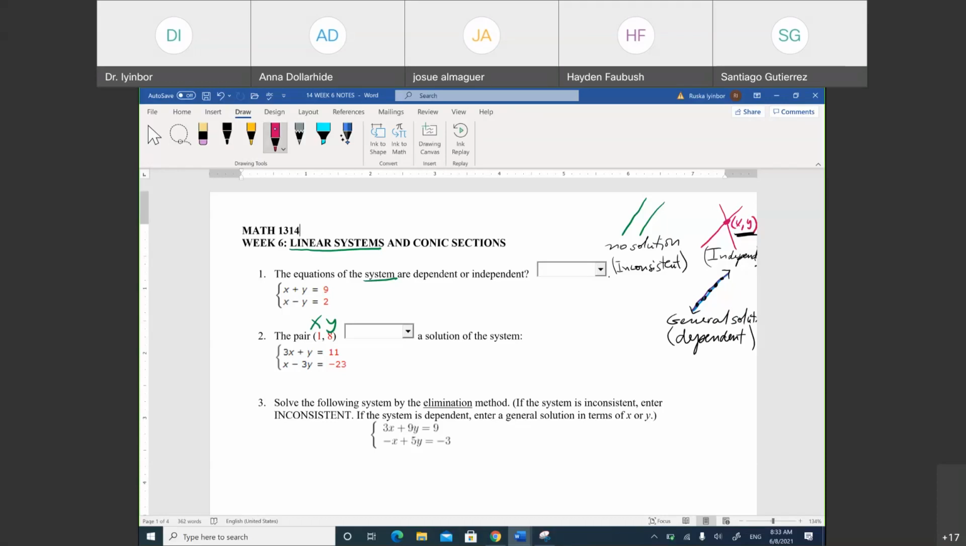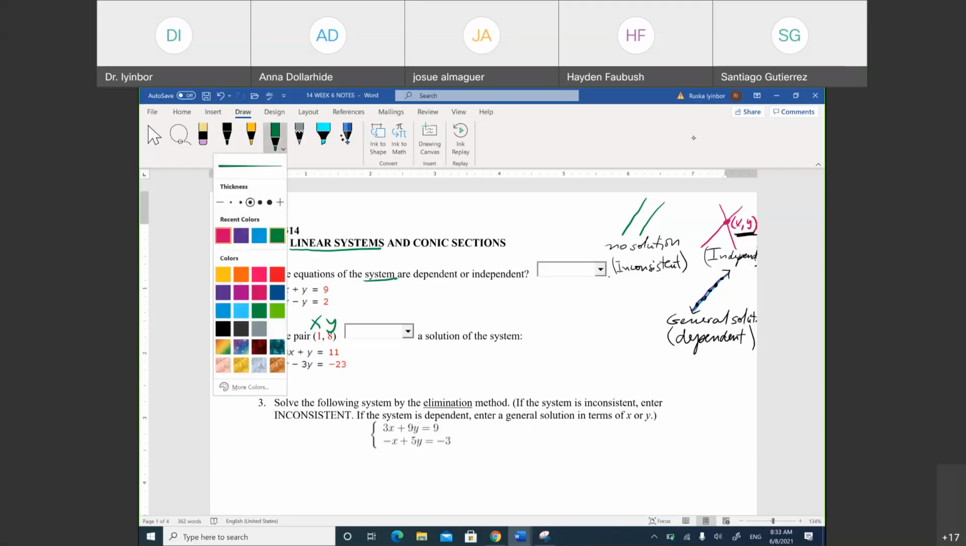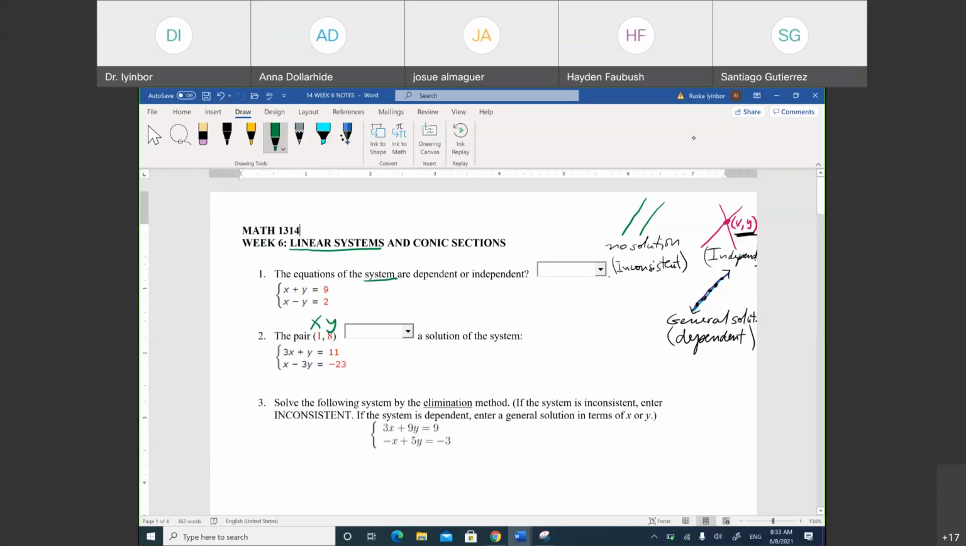Number two is asking if the pair 1 and 8 is a solution or not a solution of this system. So how do you know? You can use this every time you solve a system, you can check your solution. You can check if the answer you get is a correct answer. And this is how you check it. You're going to plug it in. x is going to be 1, y is going to be 8. You plug it into both of the equations, and if it's a true statement, it's a solution. If it's wrong, it's not a solution, right?